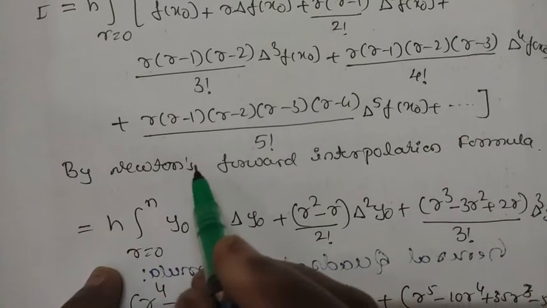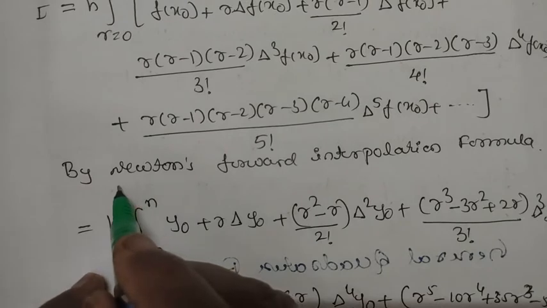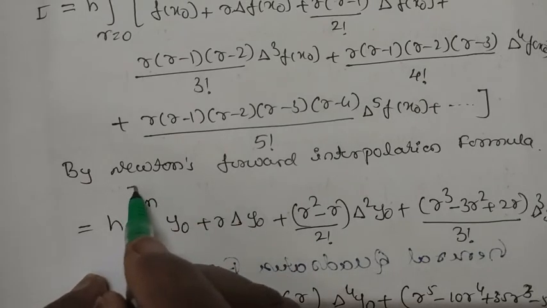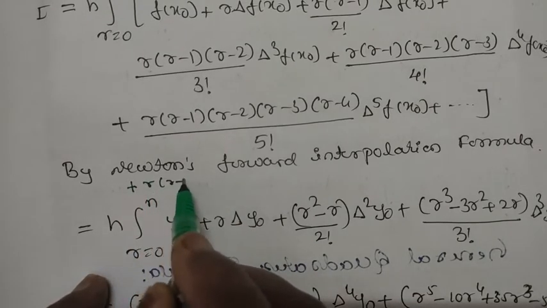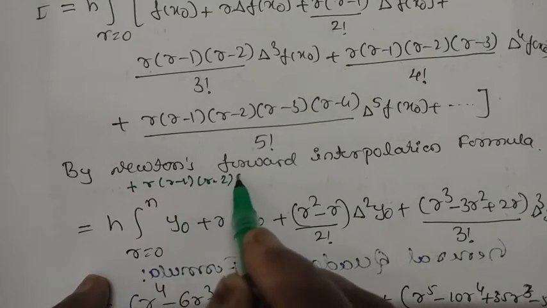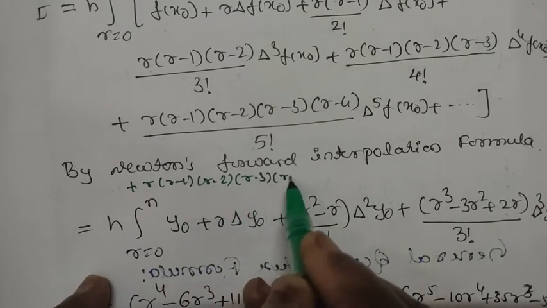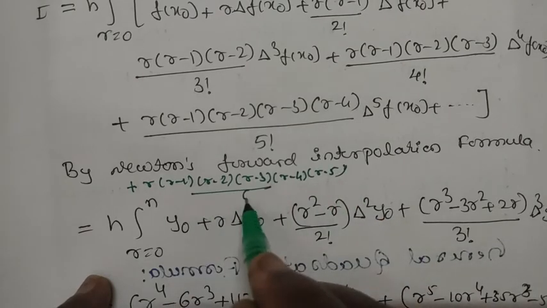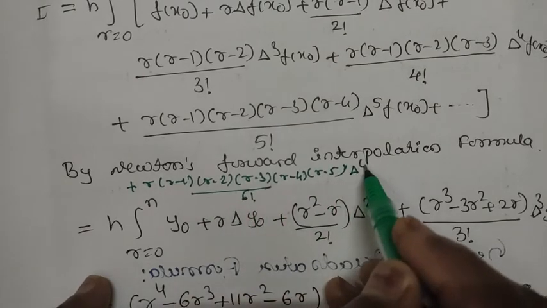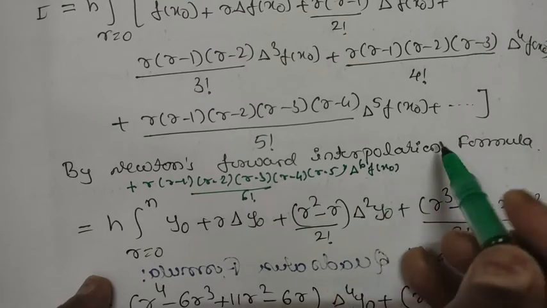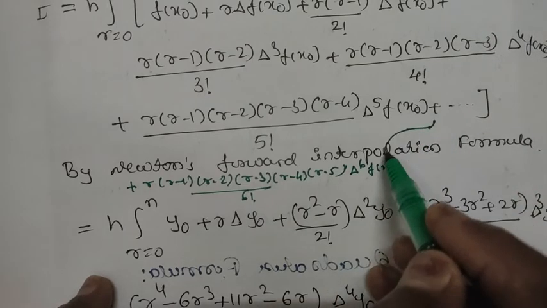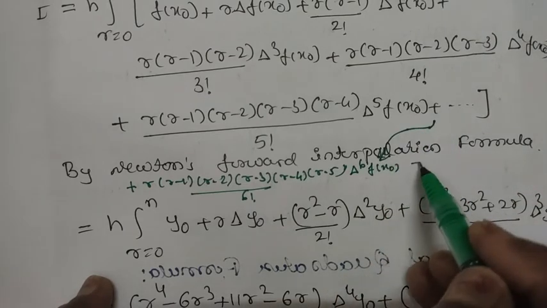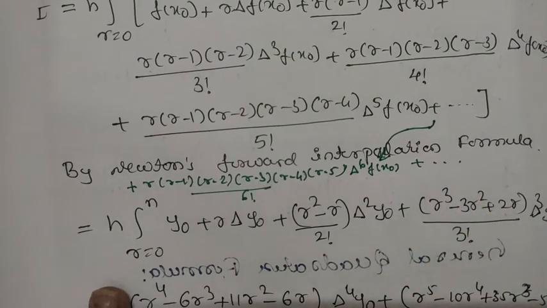If you write one more term, the continuation is plus r into r minus 1, r minus 2, r minus 3, r minus 4, r minus 5 divided by factorial 6 into delta raised to 6 f of x naught. If you write one more term of this, you will get like this, and so on.